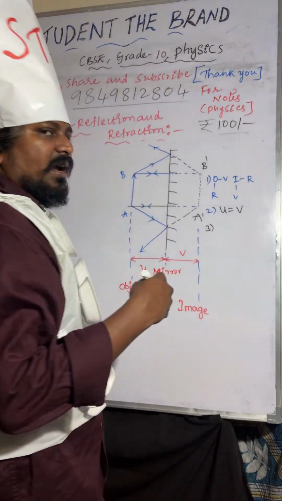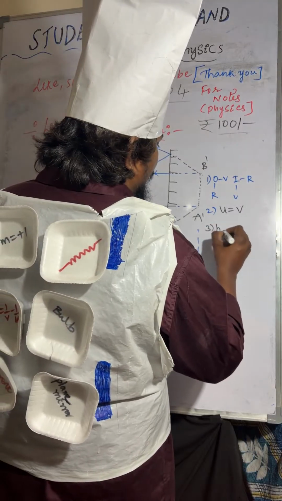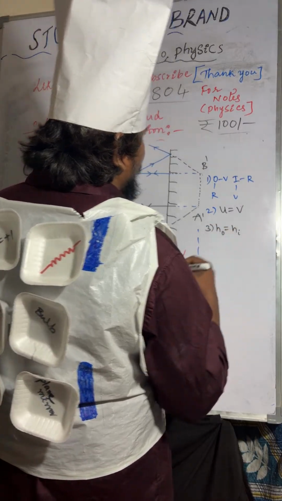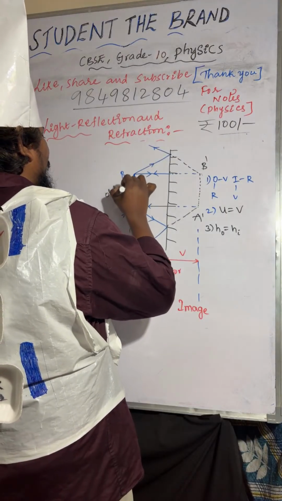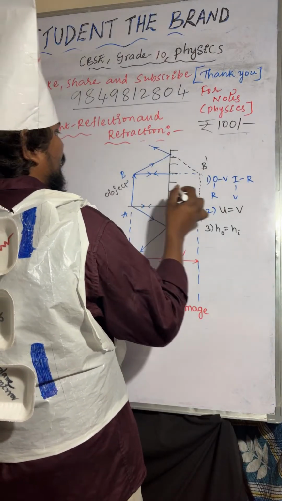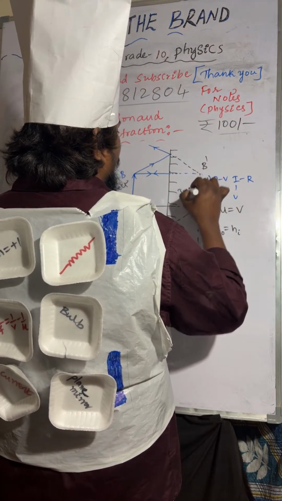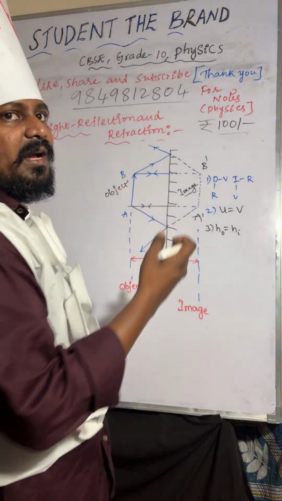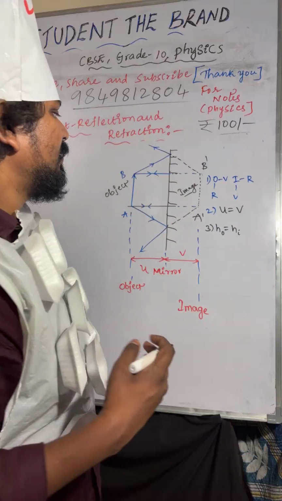And third one, height of the object is equal to height of the image. This is the object height, and this one is the image. So height of the object is equal to height of the image.